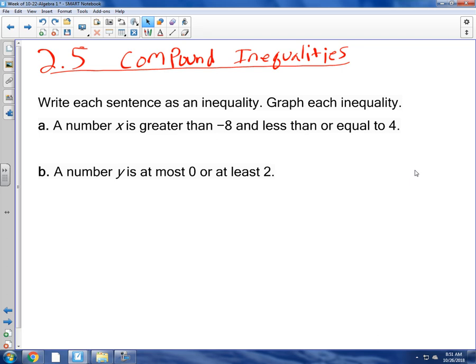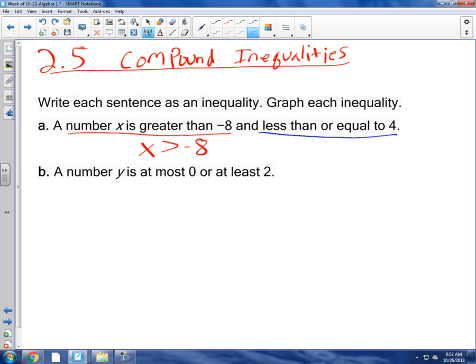And one of the first things that really makes it difficult is understanding how to put these types of words into sentences. So we have a number x that's greater than negative 8. So I guess what I could do is I could just start by writing x is greater than negative 8. Right? But also we want to realize that it's less than or equal to 4. So this number x is also less than or equal to 4. So I'll write x is less than or equal to 4.